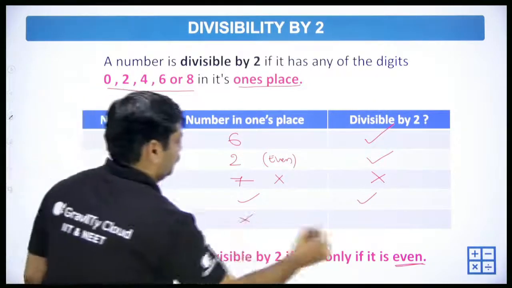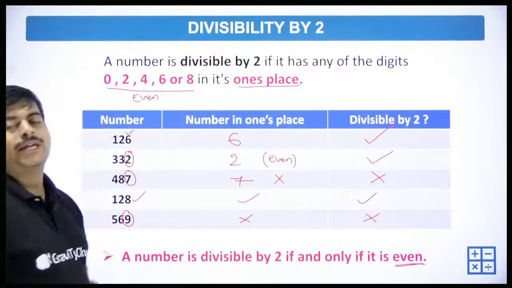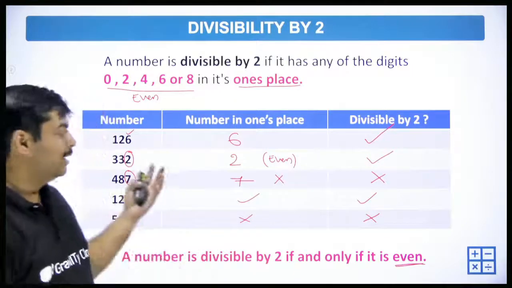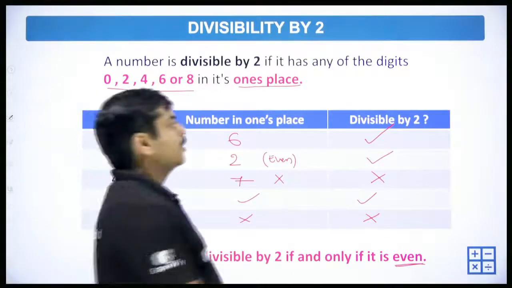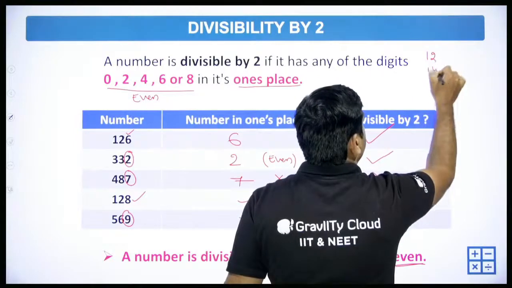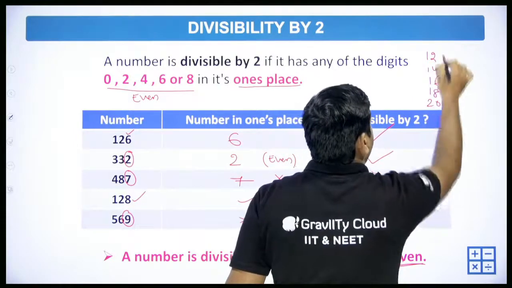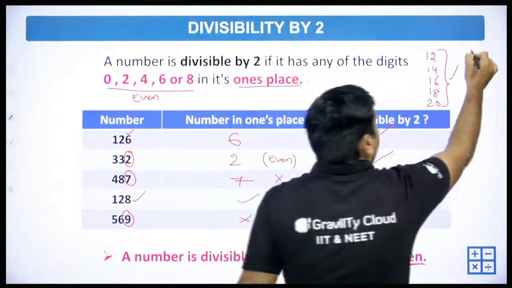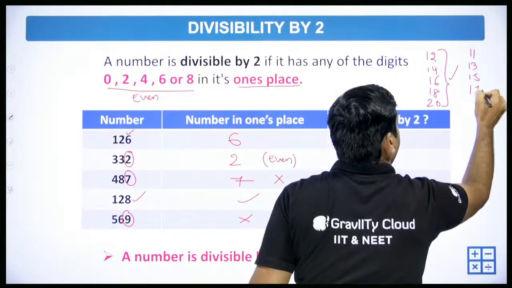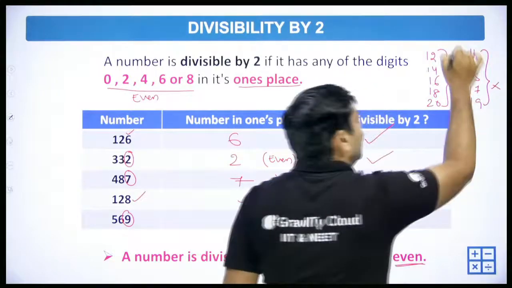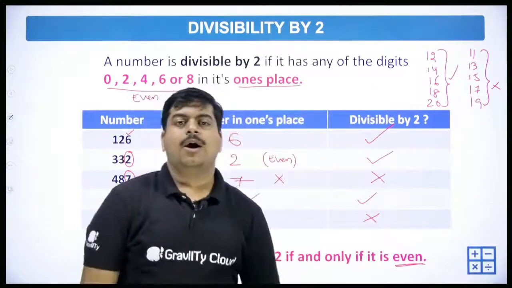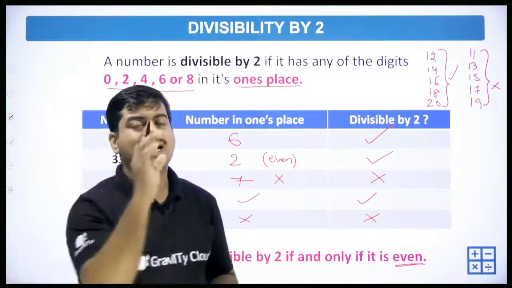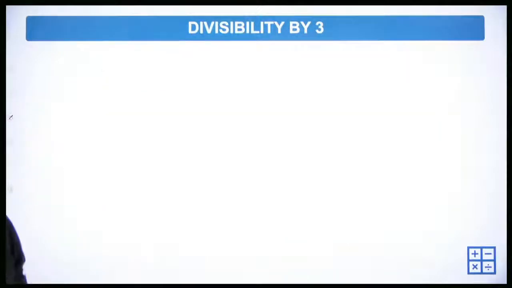569, no, it is an odd number, it is not divisible by 2. If you want to verify, you can take any number. You don't have to take big numbers, you can also start with small numbers. You can see 12, 14, 16, 18, 20, all these numbers are divisible by 2. But all the odd numbers, 11, 13, 15, 17, 19, all these numbers are not divisible. Understand? Let's move ahead. Let's go for the next one.